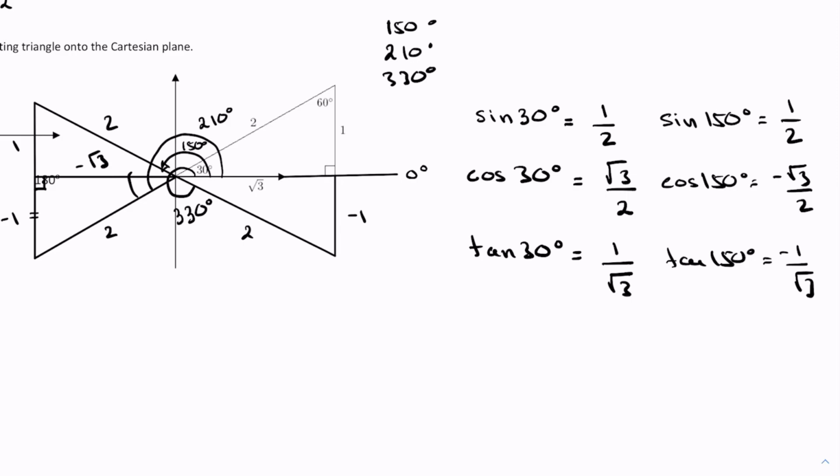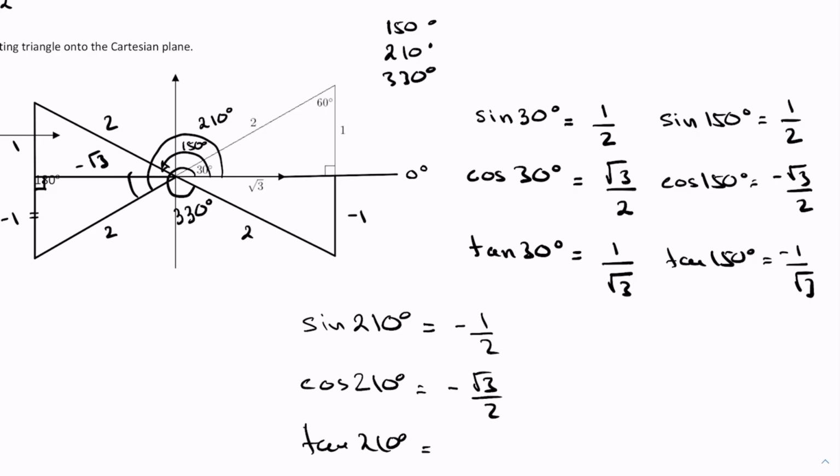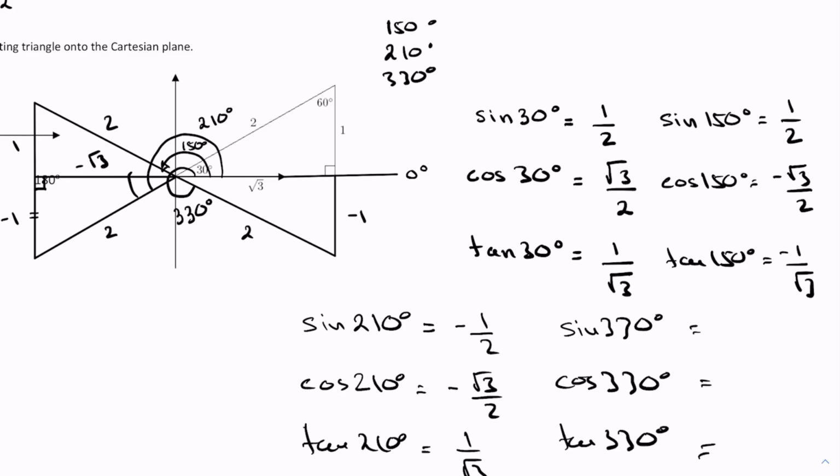And I can continue going. What about for 210? So sine of 210, well, let's just use the CAST rule at this point. We know sine is going to be negative in that quadrant, so I'll have negative 1 over 2. Cos of 210 is going to be negative in that quadrant, so I'll have negative root 3 over 2, and tangent of 210 is going to be positive in that quadrant, so I'll have 1 over root 3. Finally, for sine of 330, cos of 330, and tan of 330, I'll let you finish that. You get the same values, just the sign changing.